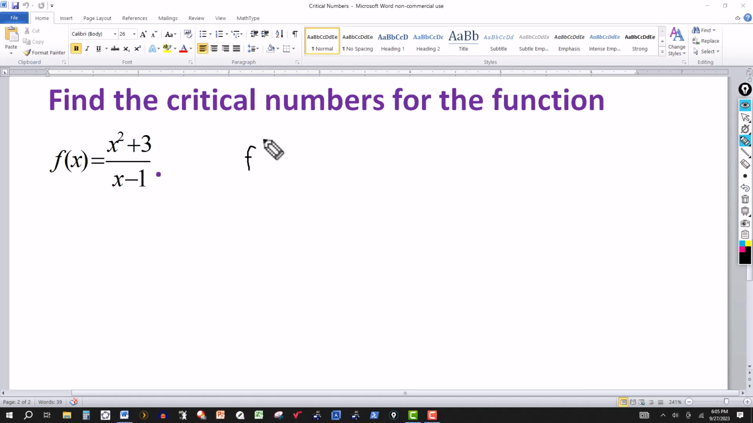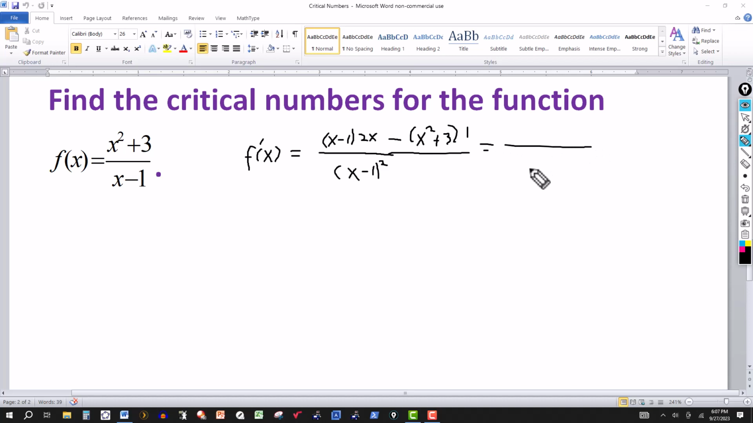So let's start by taking the derivative, and we're going to use the quotient rule since we have a rational function here. So the derivative is given by, in the denominator, all we do is square what we have there, x minus 1. So x minus 1 will be squared. And then it's the denominator, x minus 1, times the derivative of the numerator, x squared plus 3. So that's a 2x there. And then it's minus the numerator times the derivative of the denominator, which is x minus 1. The derivative of that is 1.